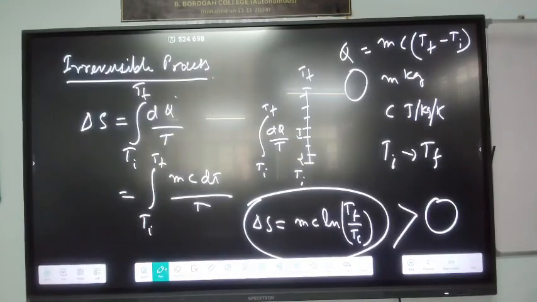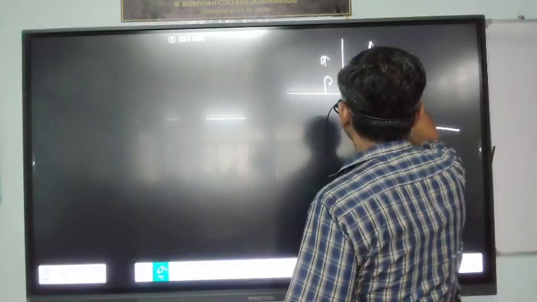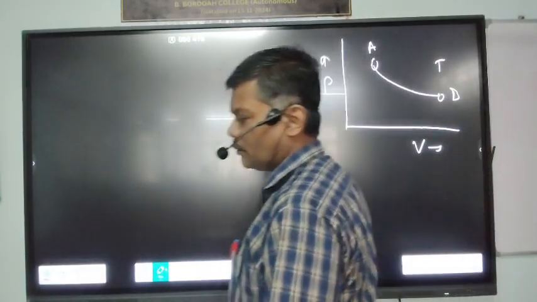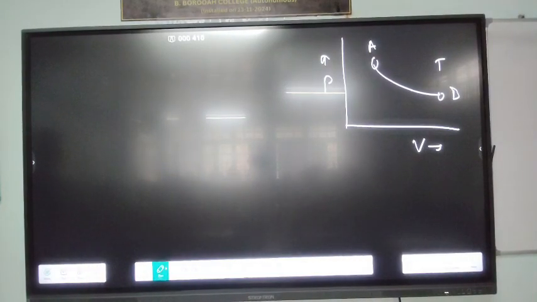Now let us calculate the change of entropy in case of an isothermal process. Can you do it? You take an isothermal process. You are going from A to B through an isothermal process, and you have to find out the change in entropy.